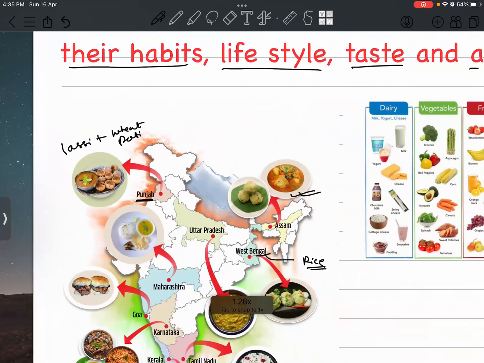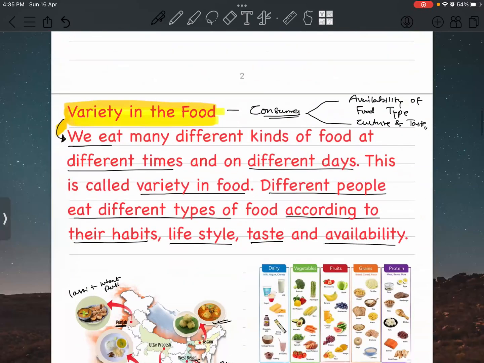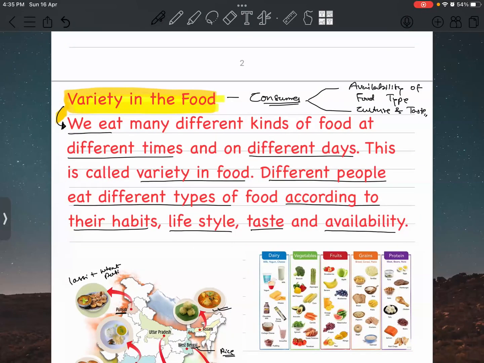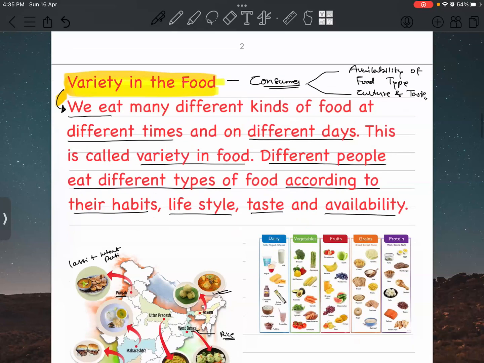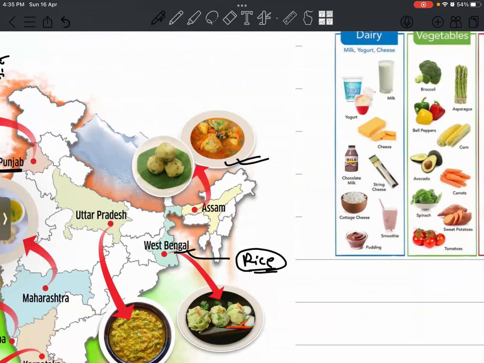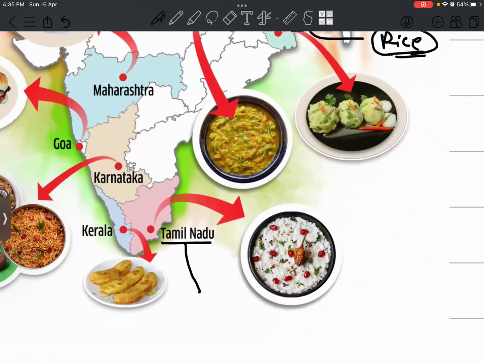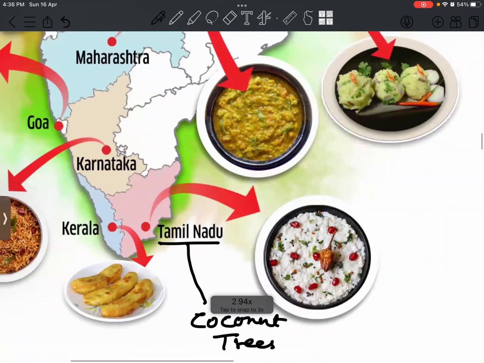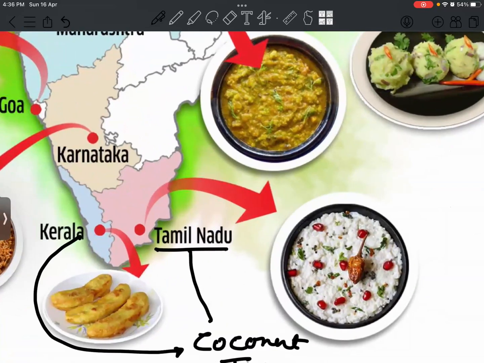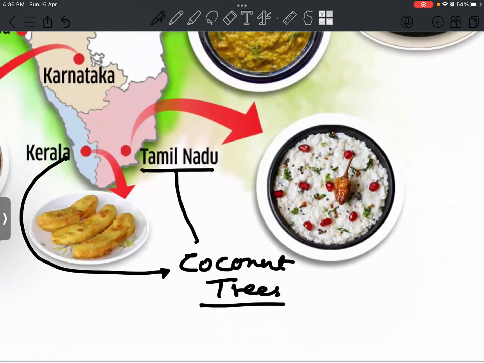So the variety of the food depends upon two things. One thing is what type of food is grown in that region. Like in West Bengal, rice is grown in abundant amount. So the people living in West Bengal consume rice products on a daily basis, right? Similarly, if you happen to visit Tamil Nadu, you will find that coconut trees are there in abundant amount. Coconut trees are in abundant amount in Tamil Nadu and Kerala. So they consume food made up of coconuts.